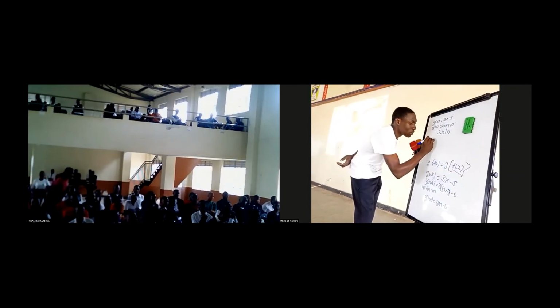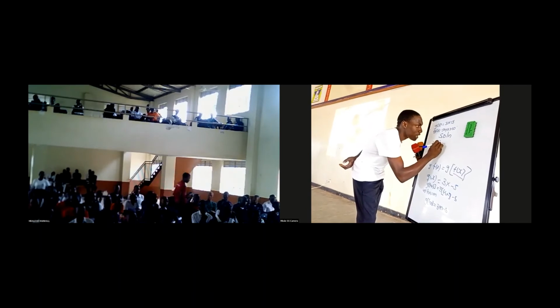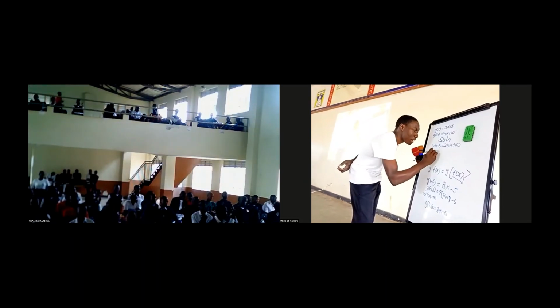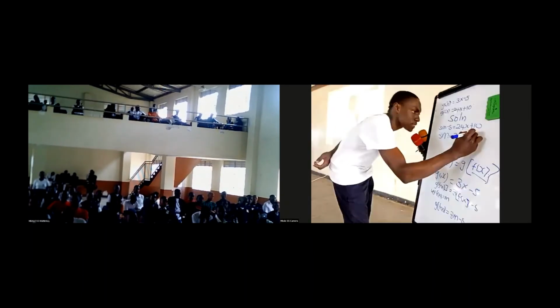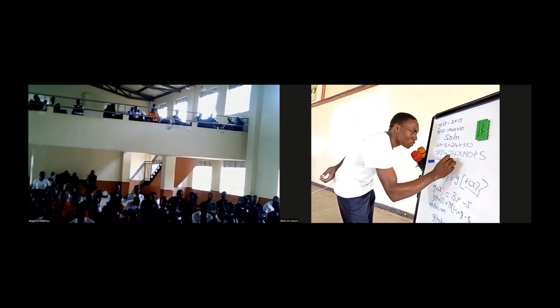So how do we get the m? That means 3m minus 5 is equal to 24x plus 10. 3m is equal to 24x plus 10 plus 5. My 3m is equal to 24x plus 15.